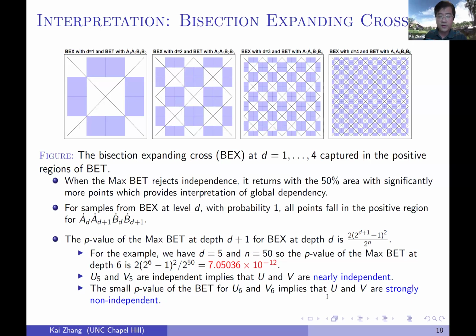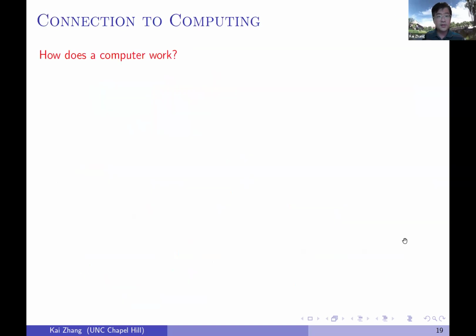On the other hand, if you want to test whether U and V are independent, you go down one more level, you look at one more bit, and you get this very small p-value. And this small p-value tells you that U and V are strongly non-independent. So there's no contradiction here, right? It just depends on at which resolution you prefer to look at this distribution, right? So that's about interpretation.